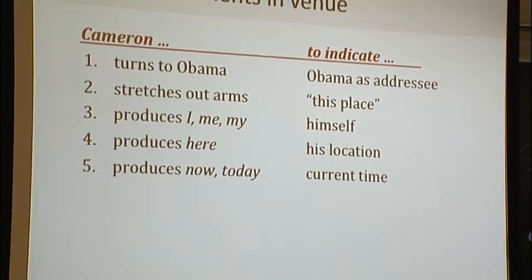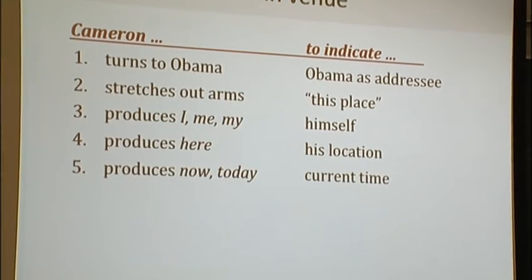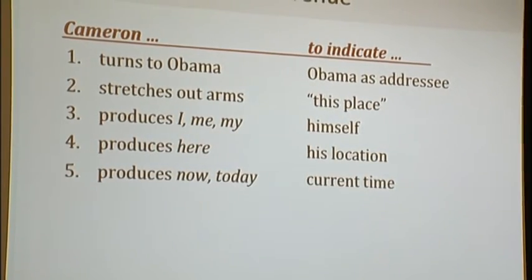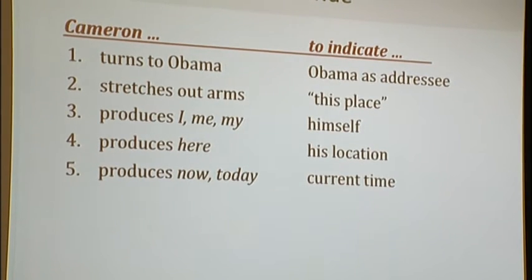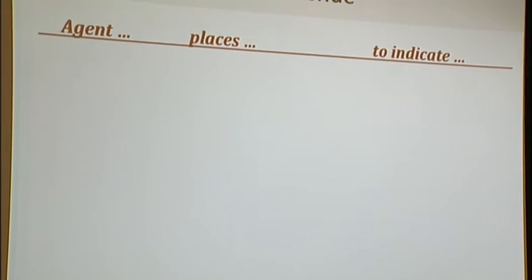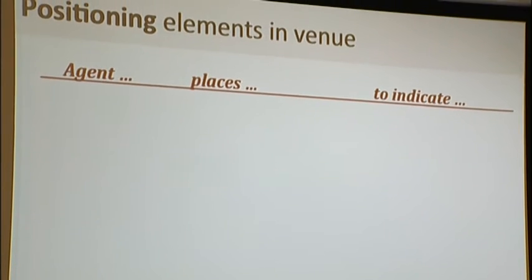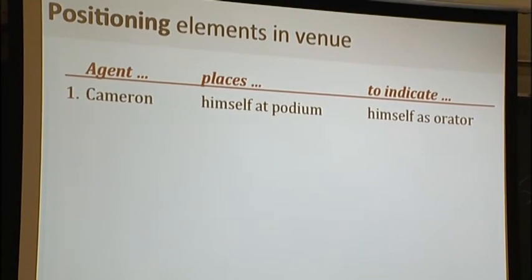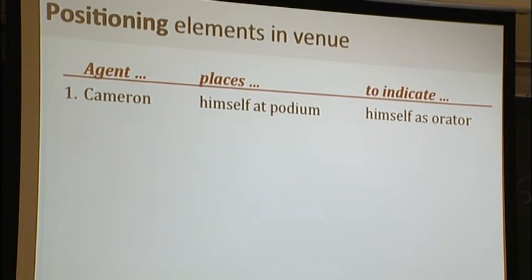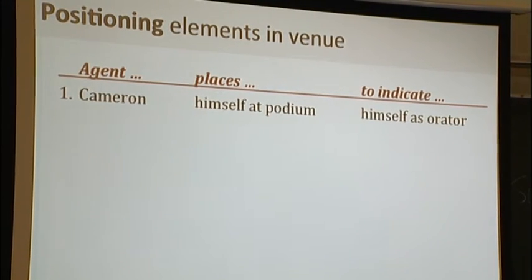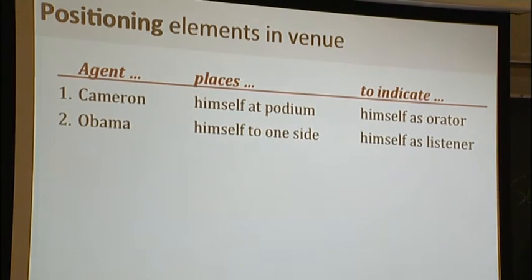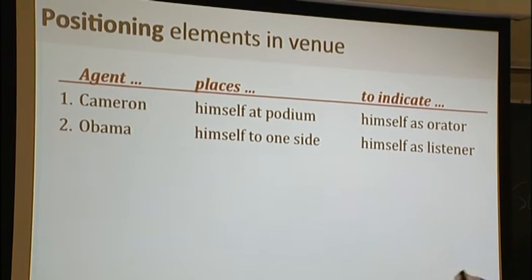Mariana and I had this conversation about whether this is pointing or not, it's irrelevant. Just think of them as pointers of some sort. They're indexes. But he also places himself in various ways, or positions himself. So he puts himself at the podium. Now that's basically to say that he's the orator. He's now the person who's giving the talk at that time. Obama puts himself over on one side as to say that he's a listener.